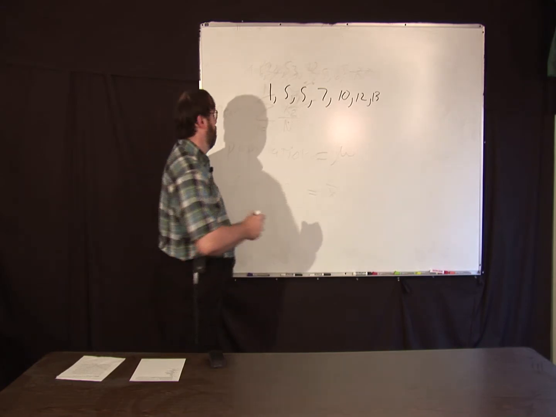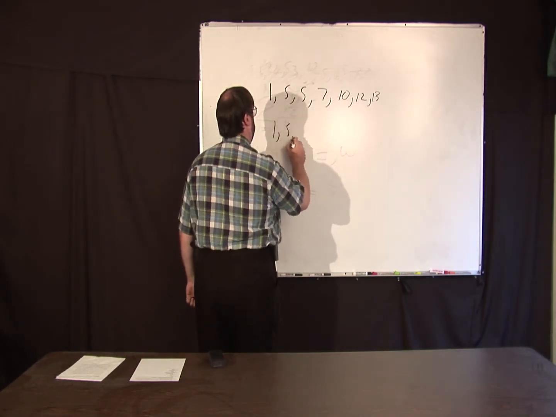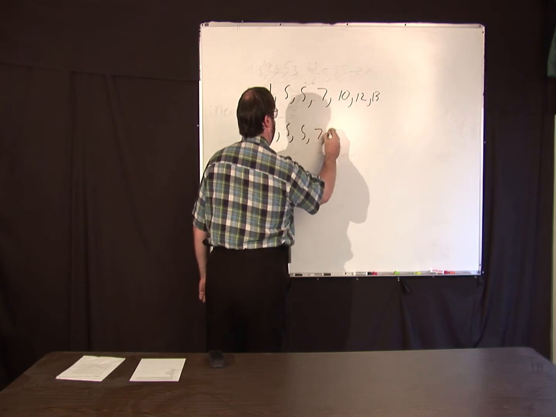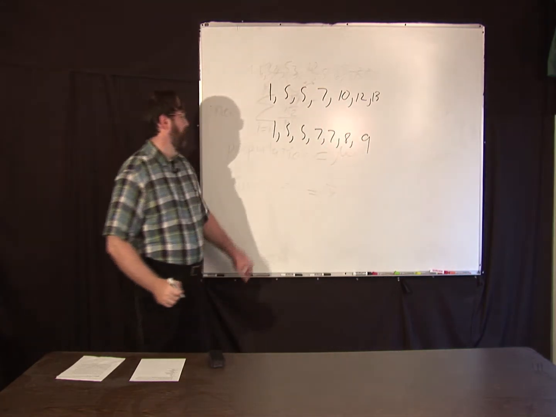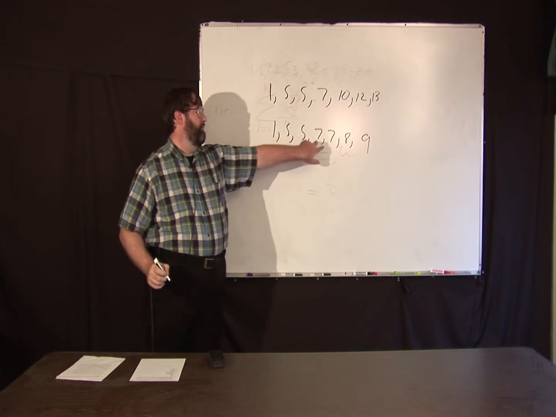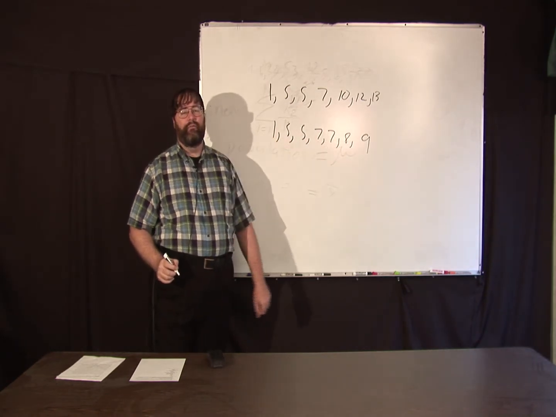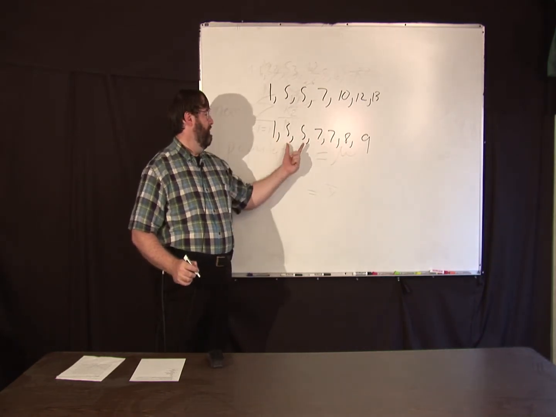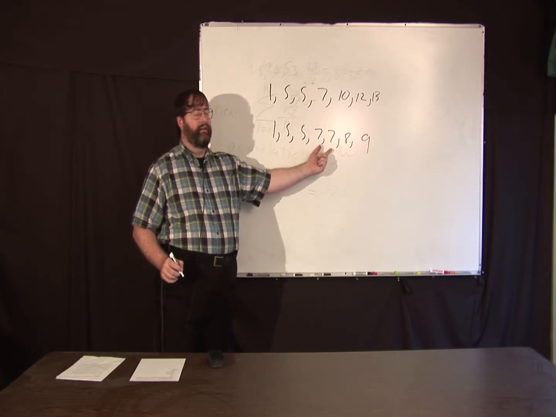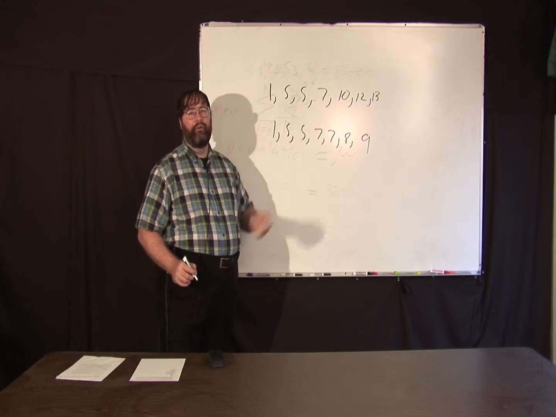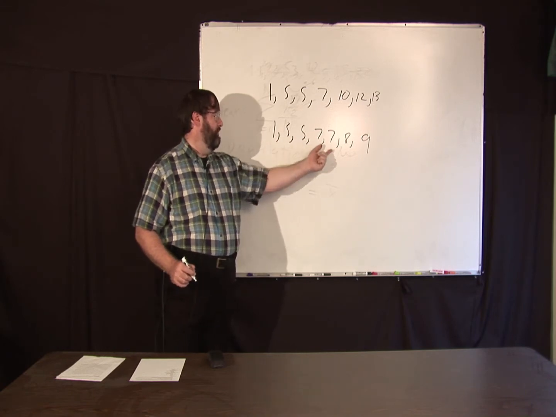What about this one? Here, 5 and 7 appear just as often in this data set. 2 5s, 2 7s. There are two modes for this data set. This is called a multimodal data set. There's more than one mode.